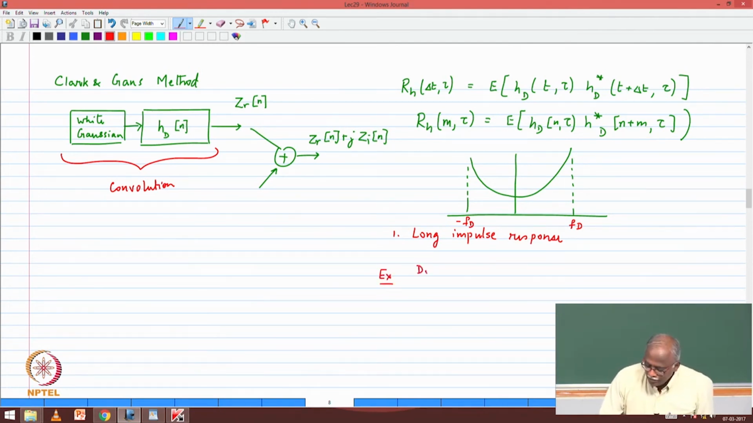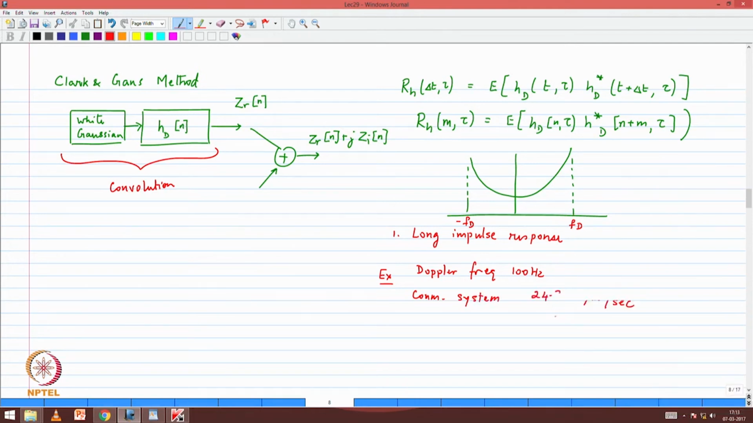Let us say that the Doppler frequency is 100 hertz. Now we will take a communication system which has the following symbol rate: 24.3 kilosymbols per second. This happens to be one of the 2G systems. Okay, so which leads to a symbol duration T symbol of 41.2 microseconds.